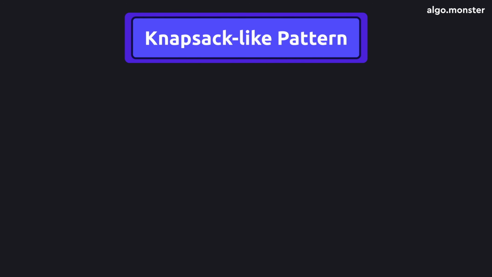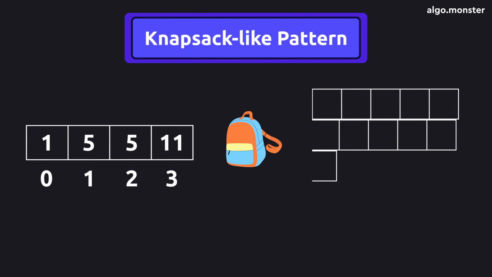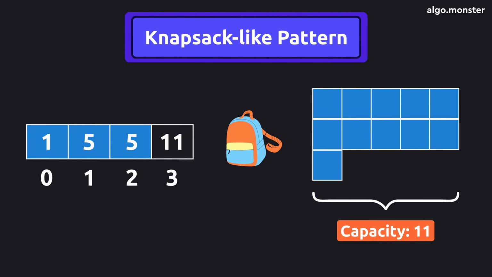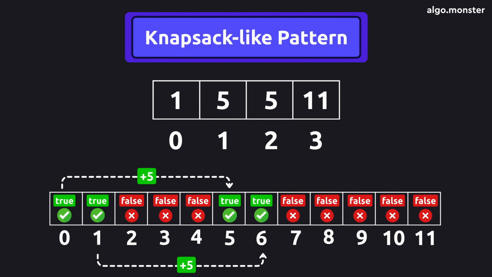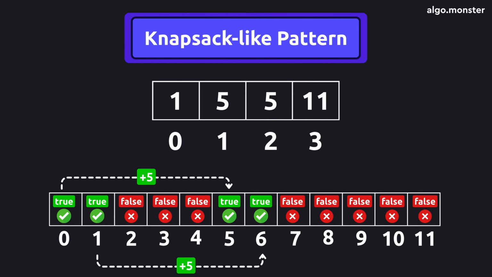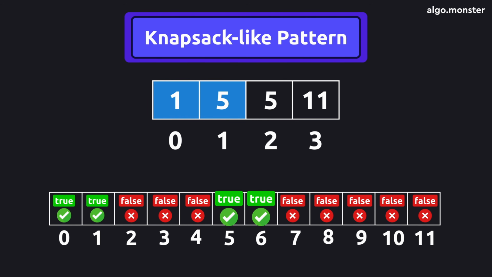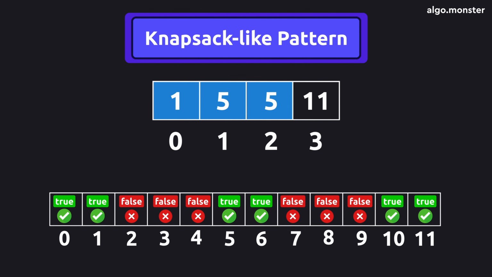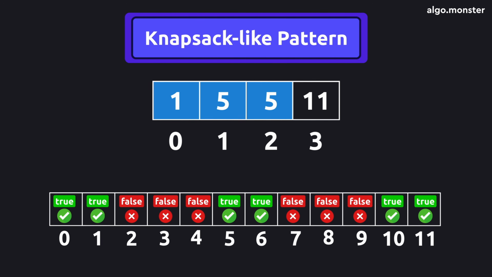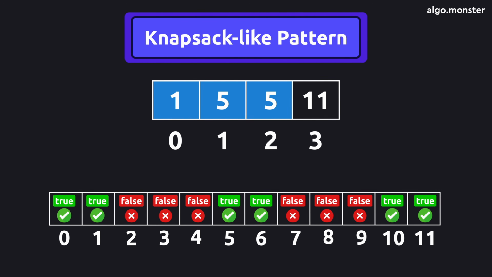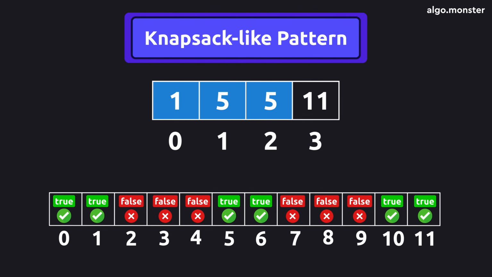Now let's highlight the signs of knapsack-like problems. First, you need to build a specific sum or reach some target value from the elements of an array. Second, each element can be used a limited number of times, usually exactly once. Third, the order of elements doesn't matter, only the combination does. Fourth, you create a DP array where the index is a possible sum and the value is whether it's reachable or what maximum or minimum you can get.